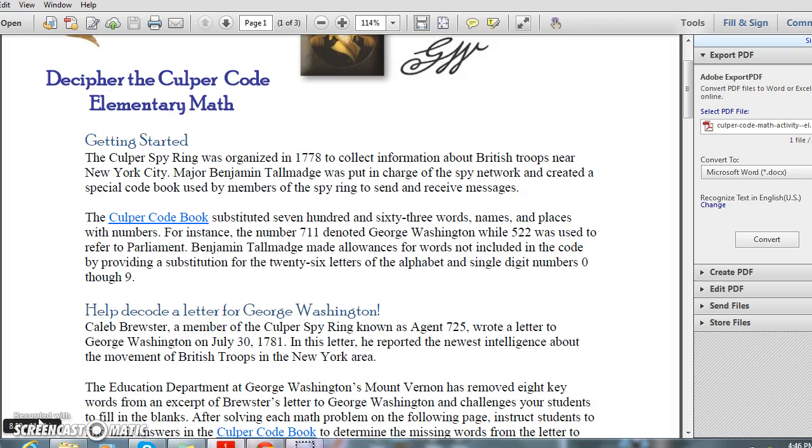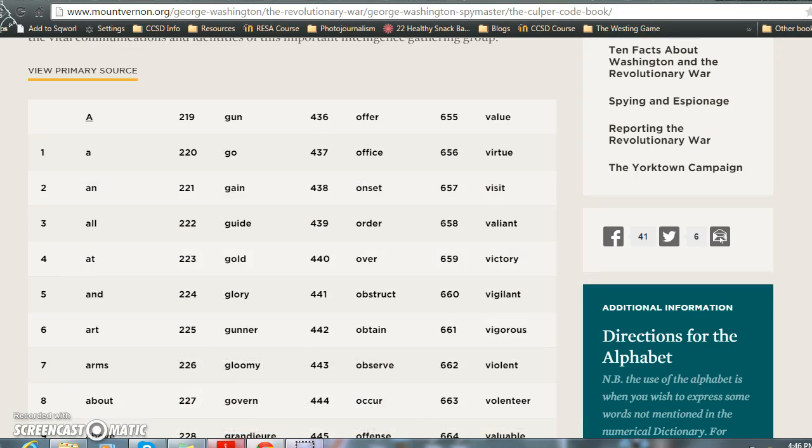Benjamin Talmadge was in charge of the spy network, and he came up with a code book that substituted 763 words, names, and places with numbers. So, for instance, number 711 was referring to George Washington. Number 522 referred to Parliament. So when the spies were taking messages back and forth, they would use these numbers instead of actual names of places and names of people.